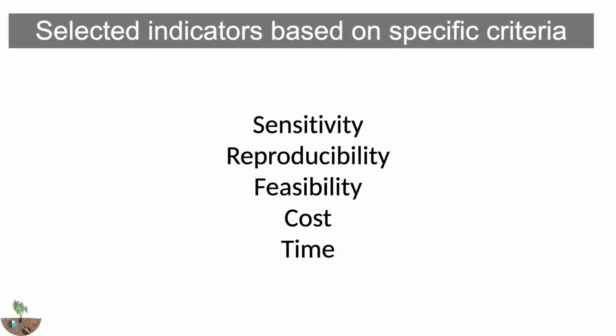And then we select the indicators. So I mentioned 44 indicators, but I'm going to show you the set that's narrowed down. We want the ones that are most sensitive to management changes, that make sense. That's reproducible. We want to be able to do the same test again and get similar results. We want it to be feasible. We don't want a test that takes 3 months to perform. We need a test that can be done routinely. It's cost effective and time effective too.